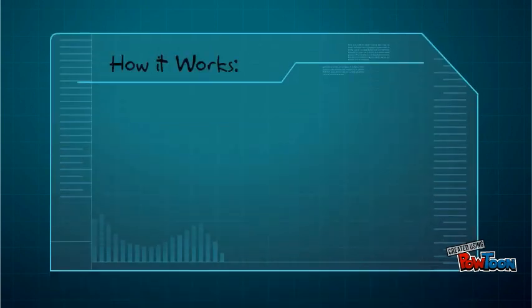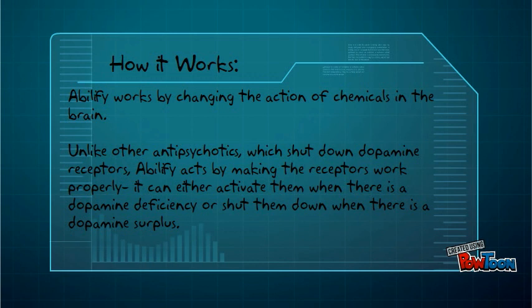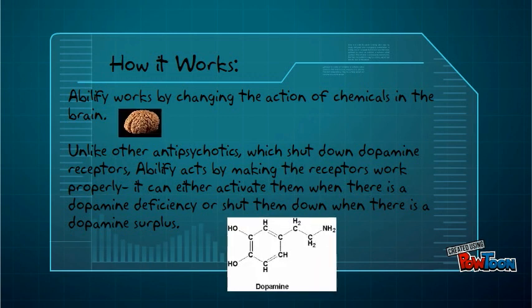How Abilify works. Abilify works by changing the action of chemicals in the brain. Unlike other antipsychotics, which shut down dopamine receptors, Abilify acts by making the receptors work properly. It can either activate them or shut them down when there is a deficiency or a dopamine surplus.